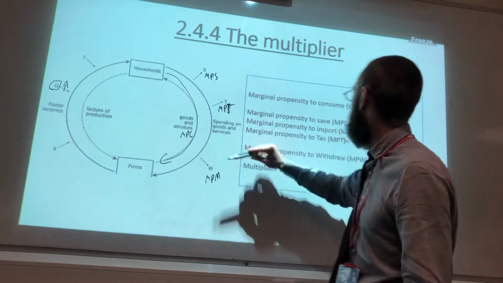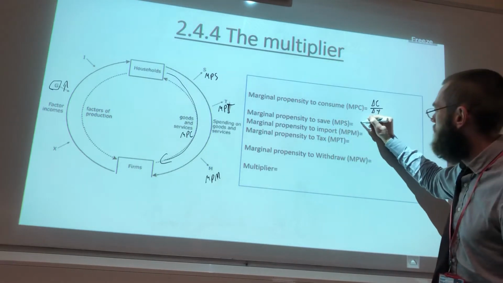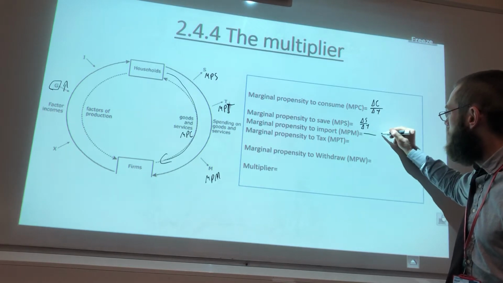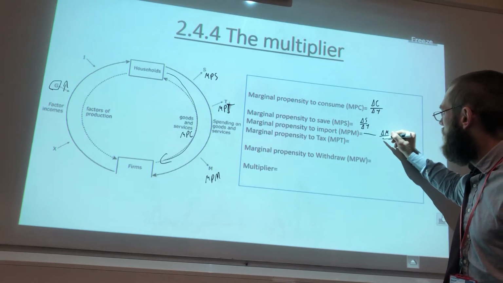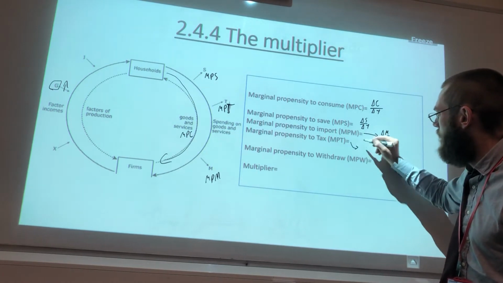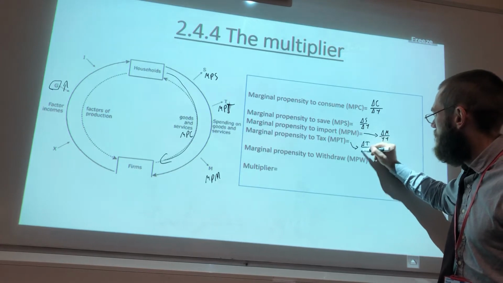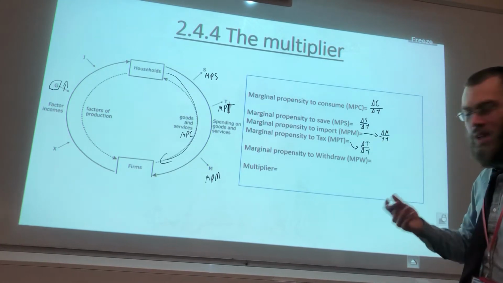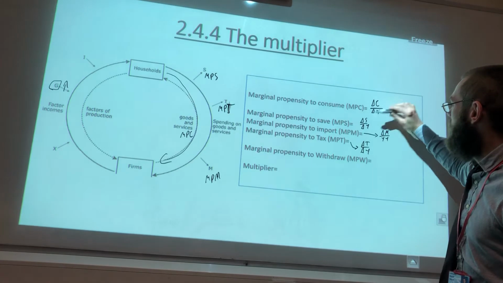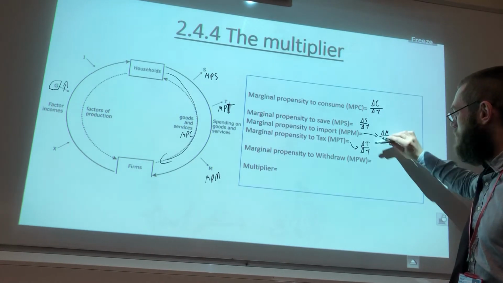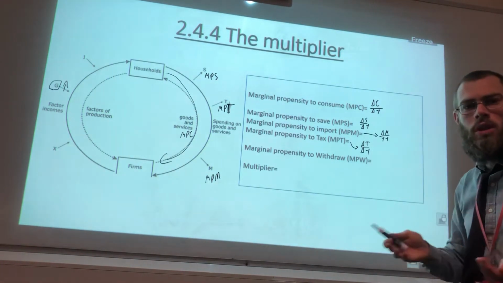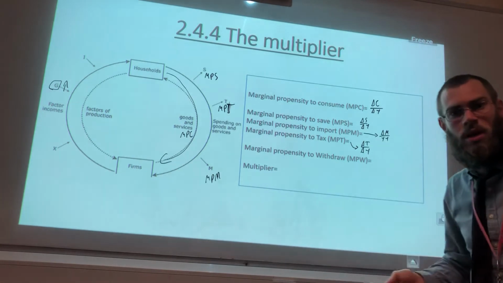So we can look at these three. We've got marginal propensity to save, change in savings over change in income. We've got marginal propensity to import, change in imports over change in income, and marginal propensity to tax, change in tax over change in income. Now, if you were to add all of these up, you should get an answer of 1, because the change in consumption, add the change in savings, add the change in imports, add the change in tax, must equal the change in income, assuming that these are the only 4 places that this money can go.